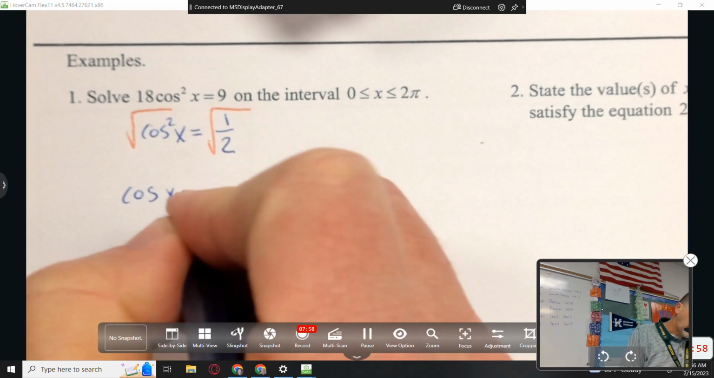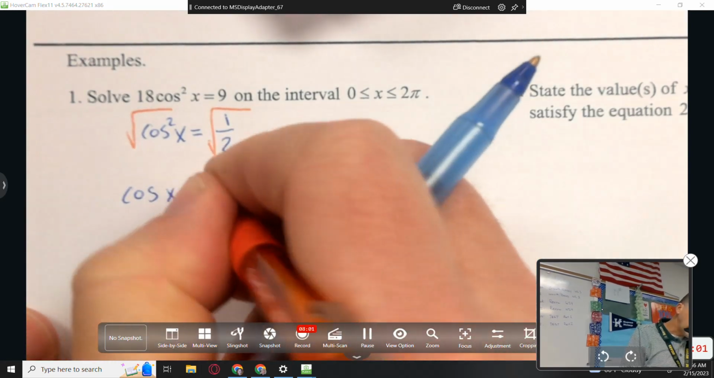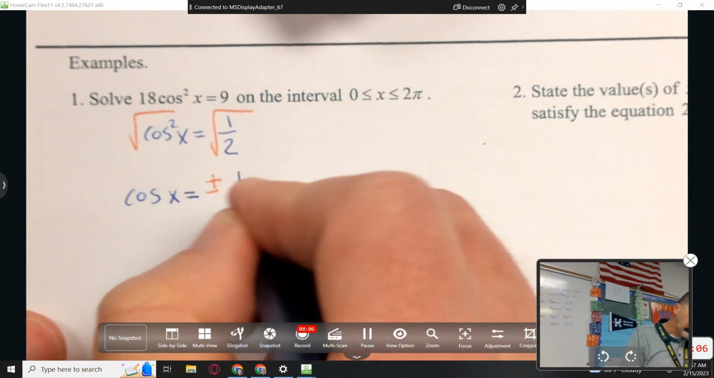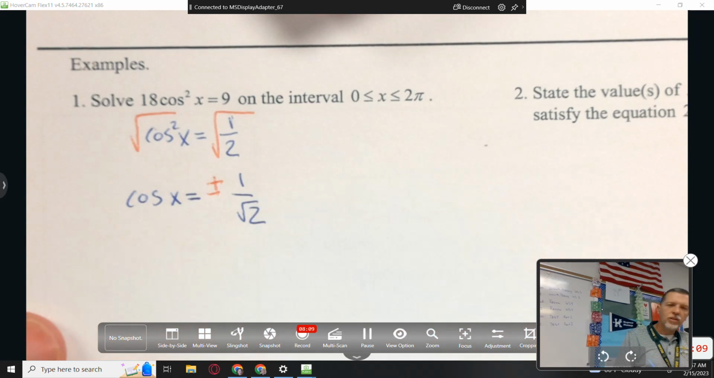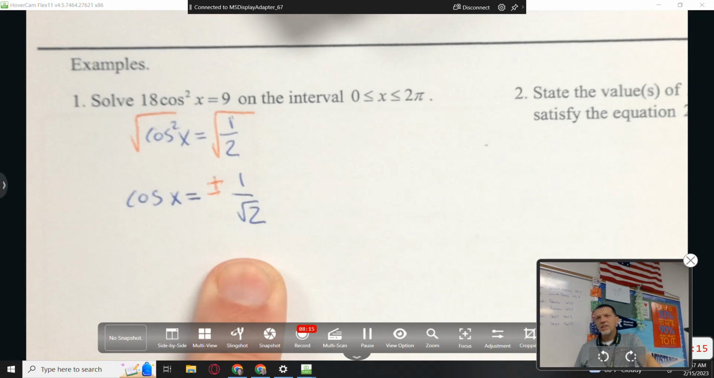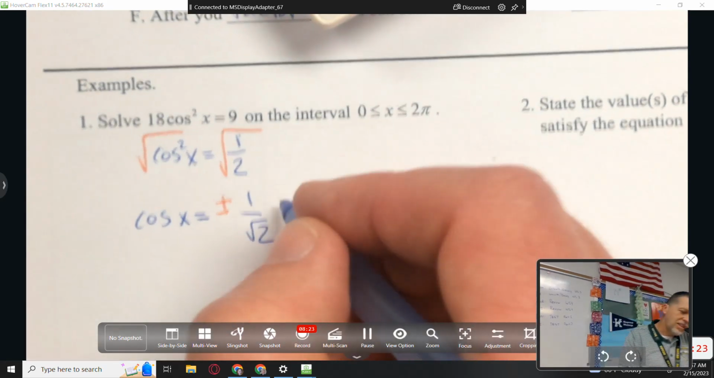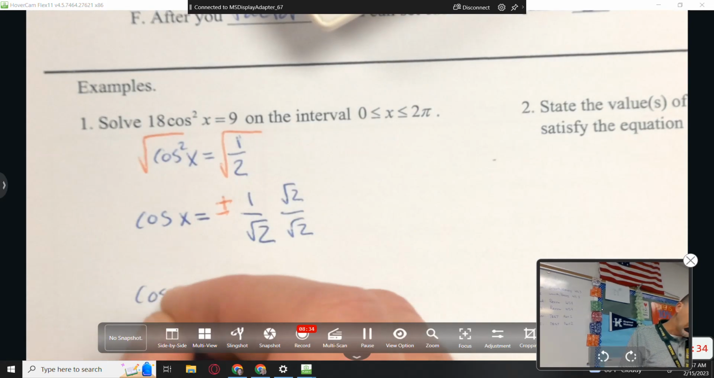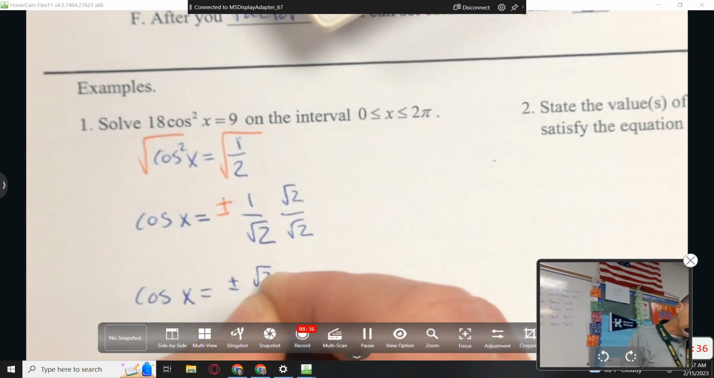So cosine of x equals plus or minus, that's the big deal for this problem. The square root of 1/2, square root of 1 is 1, the square root of 2 I'm sort of stuck with, but this is good news. We're like one step away from good news, because what do I need to do with that? Yeah. Fix it. It's not called a conjugate, but rationalize the denominator is the fancy term. I don't care that you know the fancy term. I do care that you know how to do it. Plus or minus root 2 over 2.